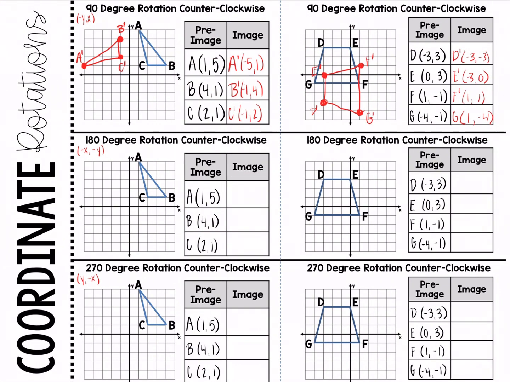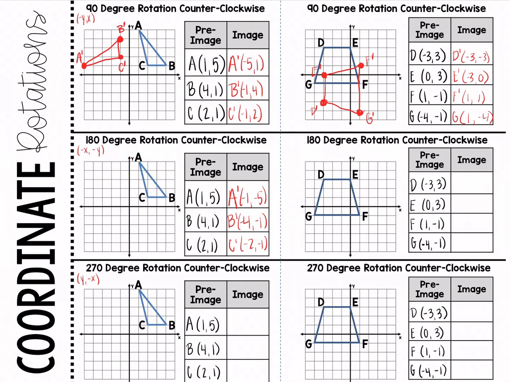So let's keep going. So A prime, we have the same shape, is going to be negative 1, negative 5. B prime is going to be negative 4, negative 1. And C prime is going to be negative 2, negative 1. Okay, so now we're literally taking this whole shape. We rotated it 90 degrees here. We're going to rotate it another 90 degrees.